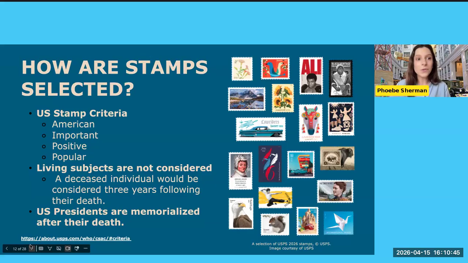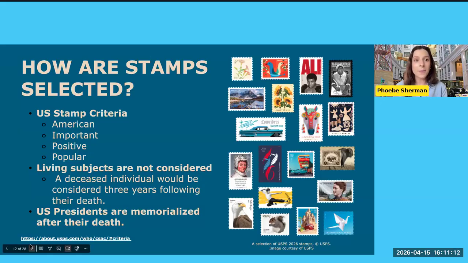CSAC reviews all of those proposals, and then they make their recommendations based on what they think would make a good subject, but those subjects have to fit a very specific criteria. I'm paraphrasing the criteria here, but this is the way that we talk about it with youth here at the National Postal Museum. We like to use the acronym AIPP, and that stands for American, Important, Positive, and Popular.